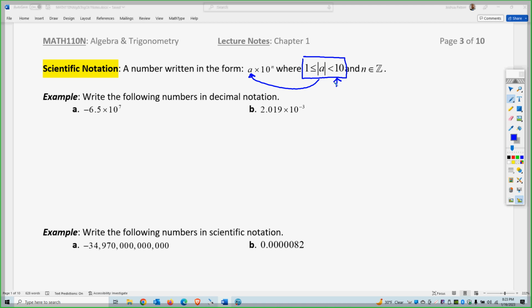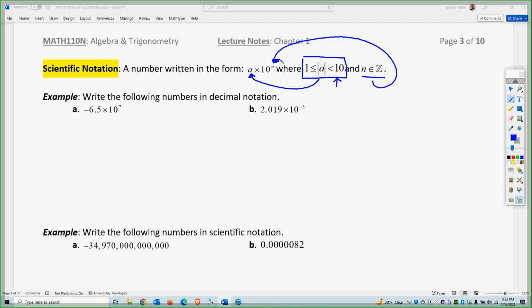And the important part is the exponent. The exponent has to be an integer. It can be positive or negative. And those two inherent things differ it from engineering notation, because engineering notation has different A values and different rules for n. Okay, write the following numbers in decimal notation.